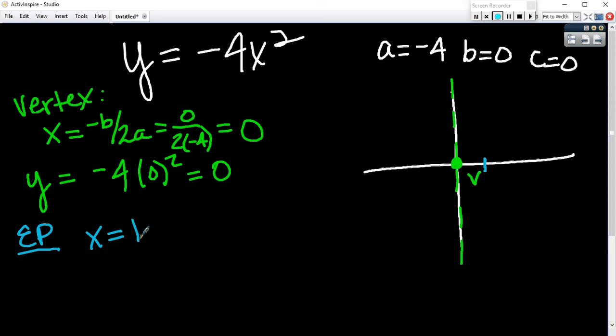If the vertex was at 10, what would you be using for an easy point, if you couldn't use the y-intercept? 11 or 9. Either one will work.